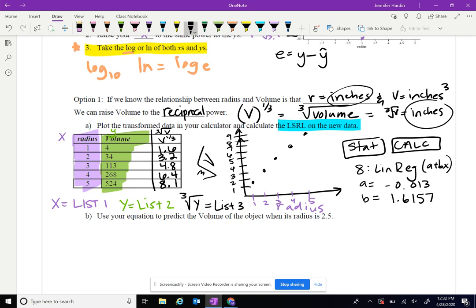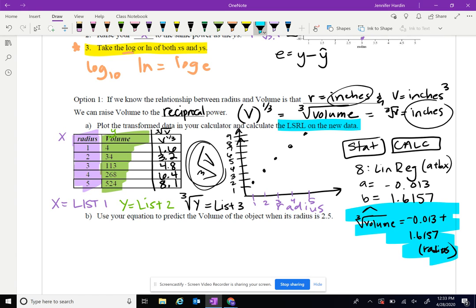So we have to be careful about how we write this equation. If we defined our variables as x is radius and y is volume, then our least squares regression line would be, no longer are we looking at y hat, we have the cube root of volume being predicted with this equation. Okay, when you plug in radius, it predicts the cube root of volume, and then you would have a plus b times x, and in this case, your x is radius. So I kind of squeezed that in there. That's my least squares regression line that I need to use for this next part.